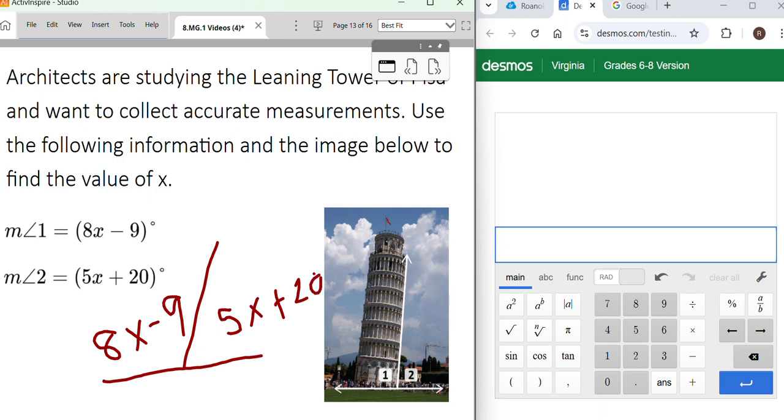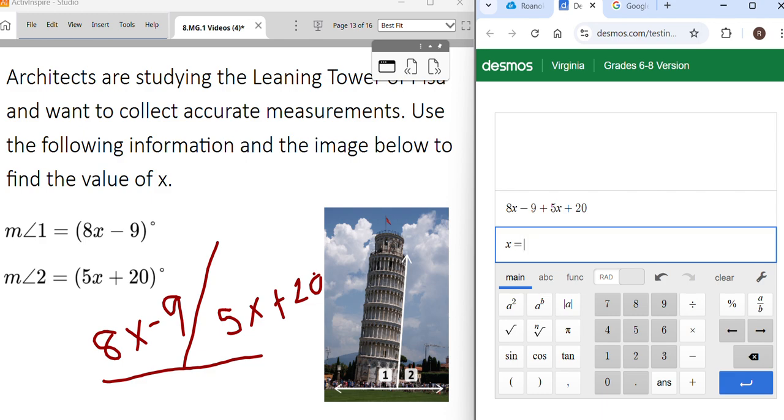We know by looking at them that together they equal 180. So we're going to add them in the calculator. So we're going to start with 8x minus 9 plus 5x plus 20. And we're going to try to find the x value that makes it equal 180. Well, I'm going to start with 0. I always do. That's only 11, but at least I'm going in the right direction. It's positive. So let me try a 5.